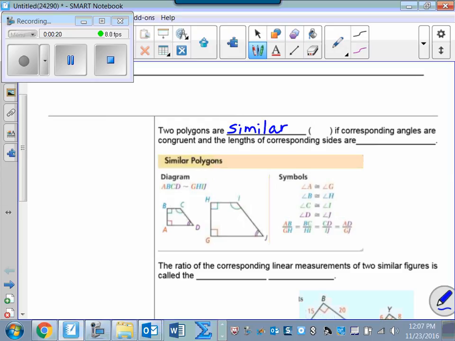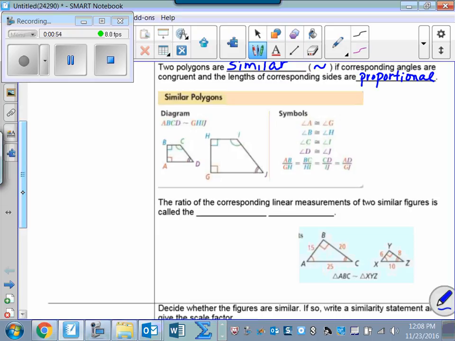And here's the notation for similar. It's the little top thing off of the congruence symbol, the tilde, I guess, if you will. So two polygons are similar if corresponding angles are congruent and the lengths of corresponding sides are proportional. So remember, we talked about proportions in the last lesson. For polygons to be similar, all the sets of corresponding angles have to be congruent and the lengths of corresponding sides have to be proportional.